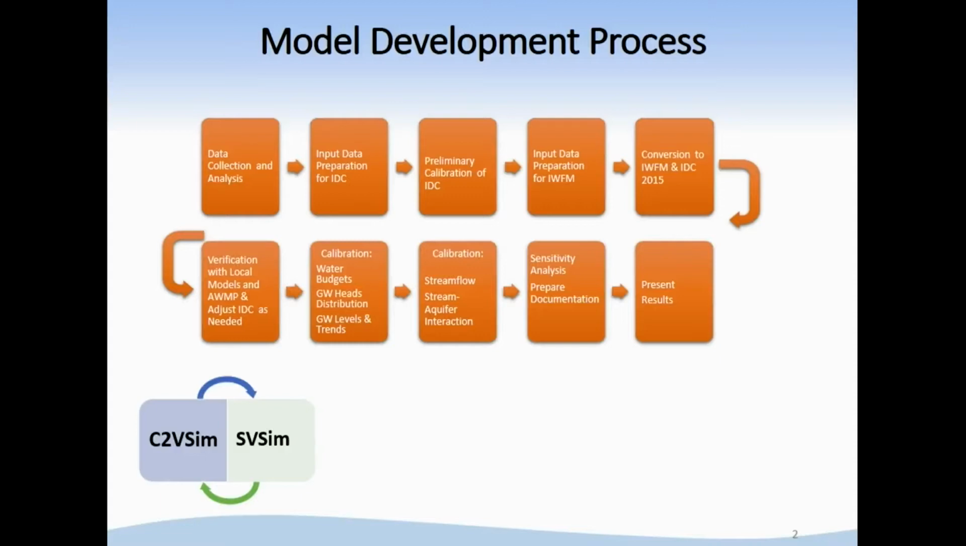While we are preparing the data files and the C2VSim model, we are also working on the SVSim model. SVSim is the Sacramento Valley simulation model that covers the Sacramento Valley. The data development process for these two models is going in parallel. We just want to make sure we use the same data sets in both of the models, and also that the results of the models are similar and within the same range.